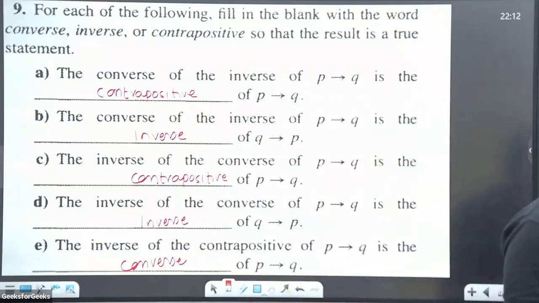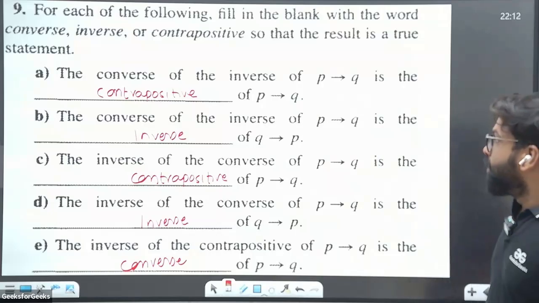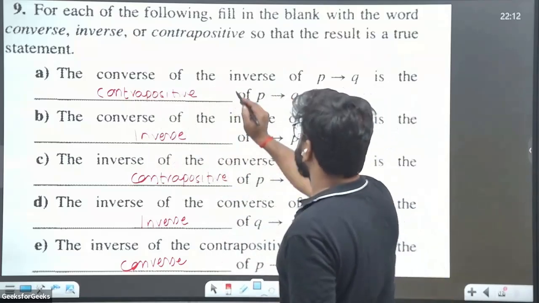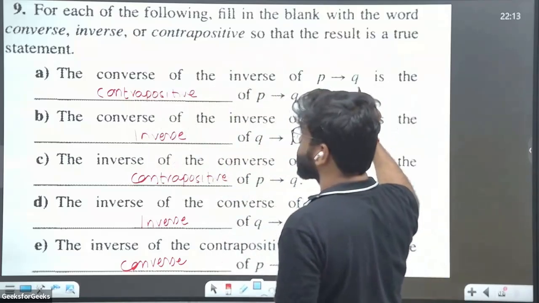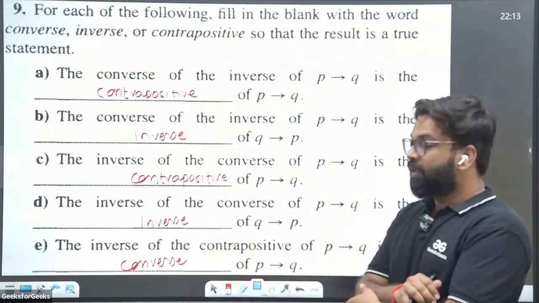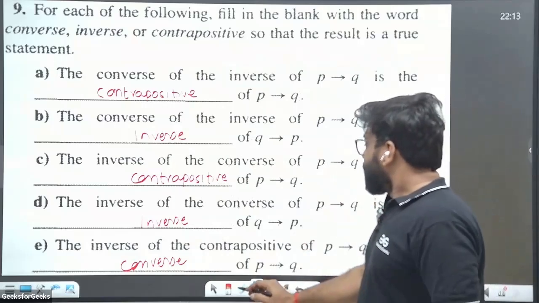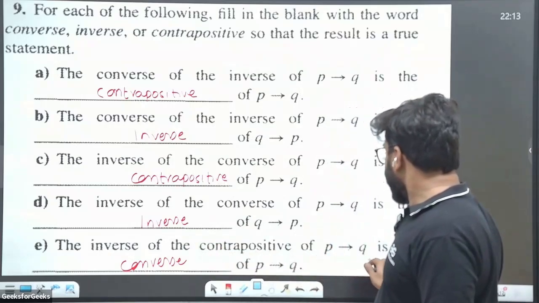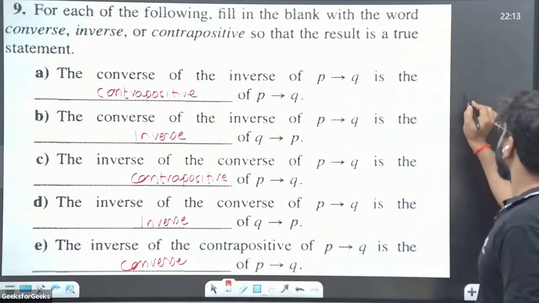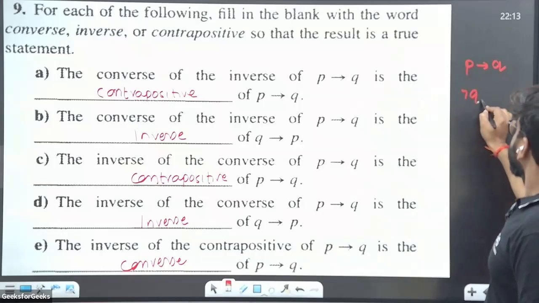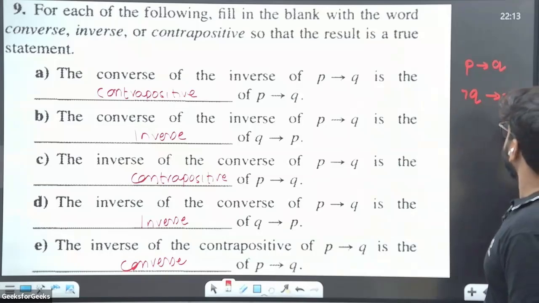So shall we move ahead? Yes, sir. Option E. What it is trying to say is the converse of the inverse. So first you try to divide it. It says the contrapositive of P implies Q. So here this is P implies Q. The contrapositive of P implies Q will become negation of Q implies negation of P.